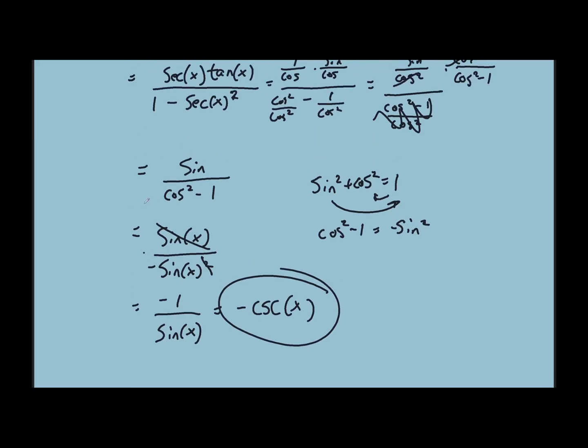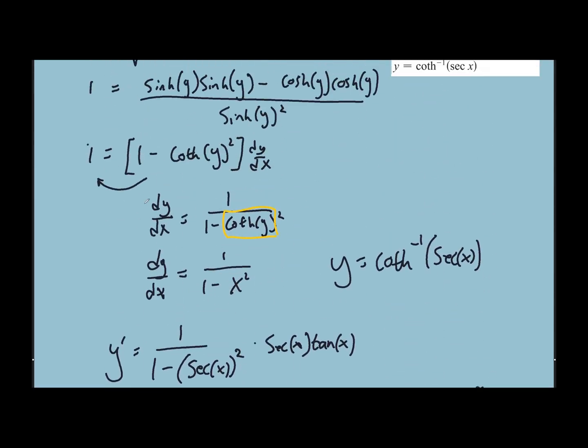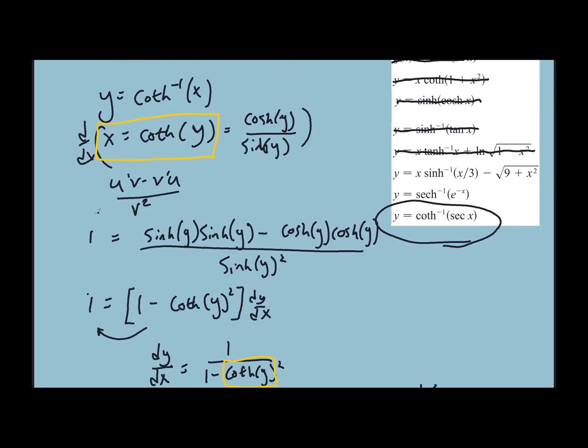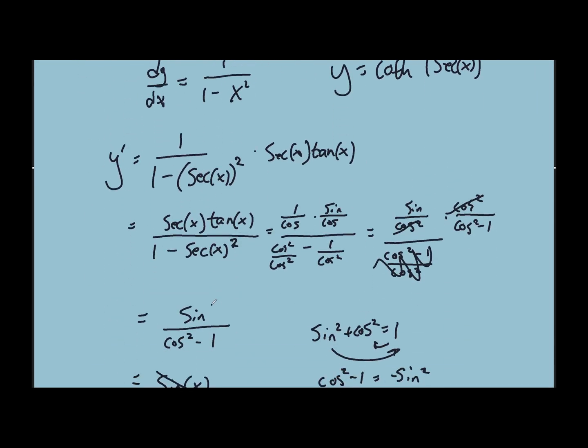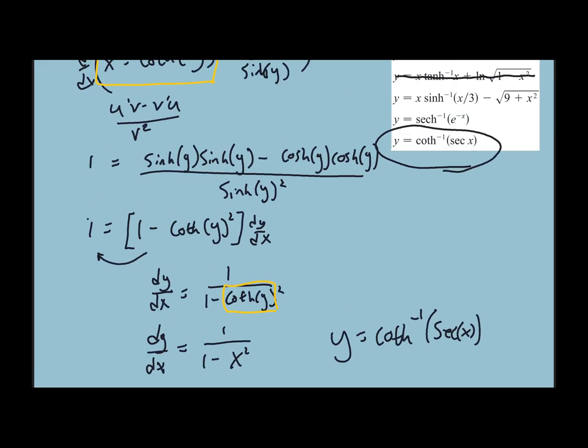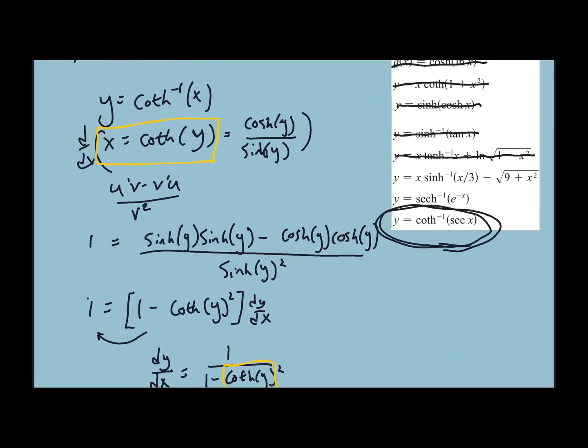So our derivative here, after all that work, of a hideous-looking function, arc hyperbolic cotangent of secant of x, turned out to just be negative cosecant of x. And when we work backwards in Calc 2 and move up from this up to this, you're going to be glad you had this practice. But that'll end it for the problem set in this chapter section.